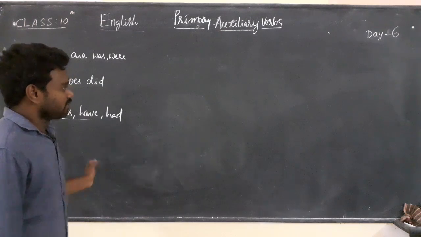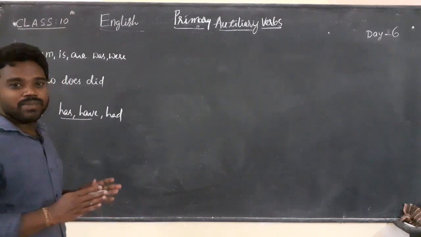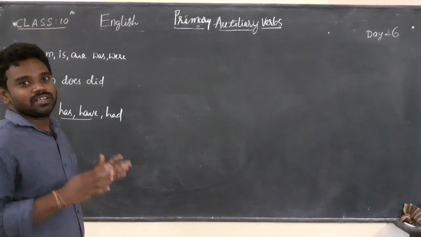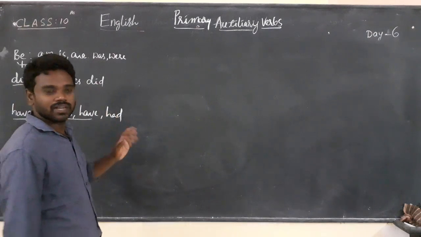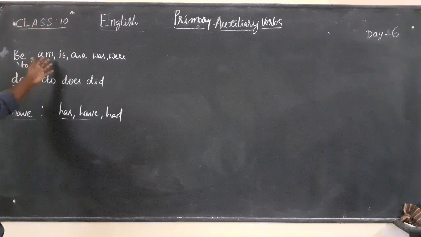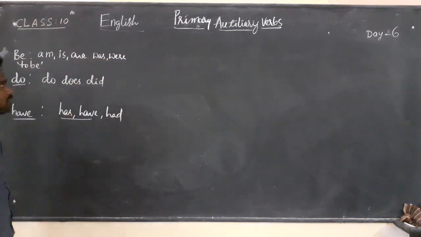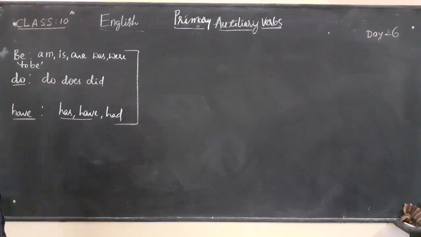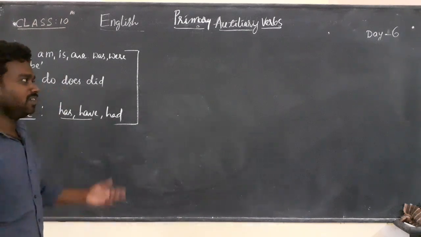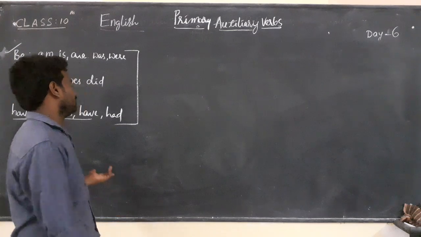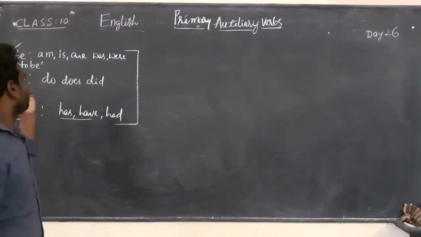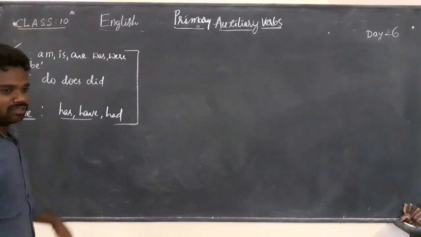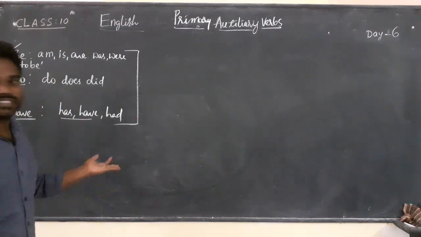So here we are all learning the basic things about verbs. So what are the be forms here? Am, is, are, was, were. When do we use these be forms, do forms, and have forms? Let us see one by one. First, let us go with be forms. You have learned in your previous classes the uses of be forms, do forms, and have forms. Even though you learned, let us once recap.